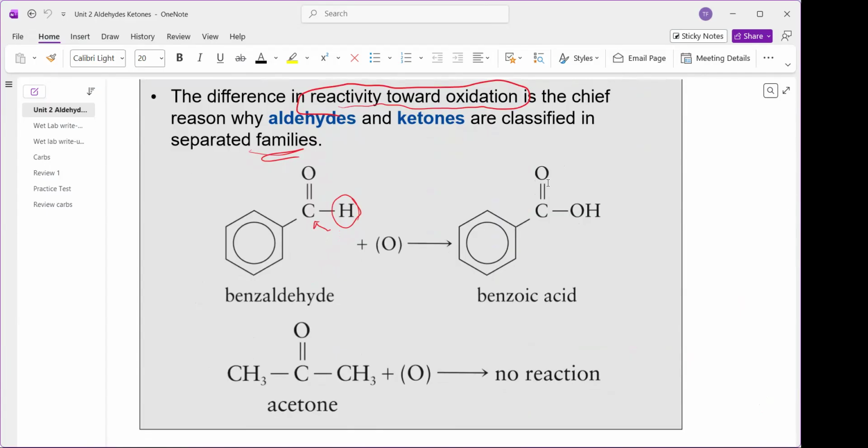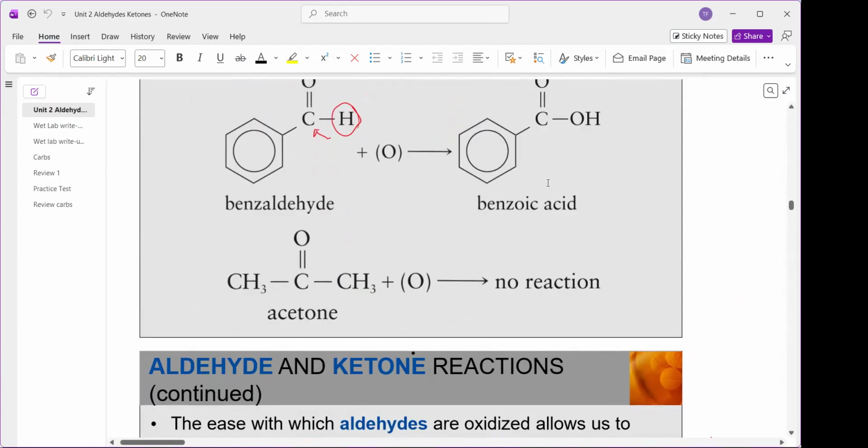The aromatic version of the aldehyde, if you oxidize it, turns into benzoic acid. Acetone, because it's got no hydrogens on that carbon, cannot be oxidized. So ketones cannot be oxidized, aldehydes can be, and that's one of the tests you're going to be using in lab this week. Now, the lab we're doing this week is on alcohols.